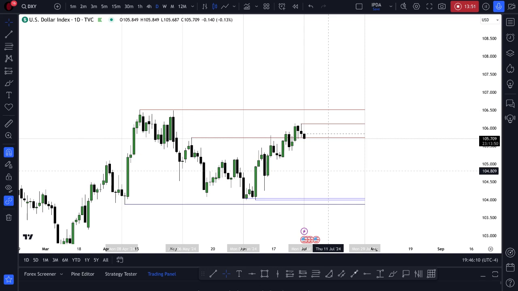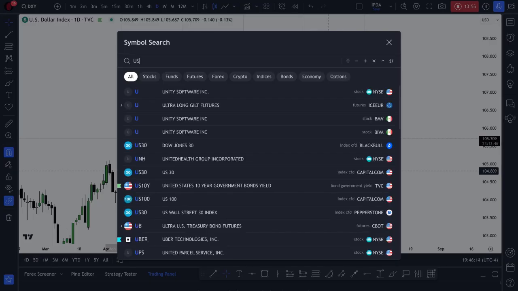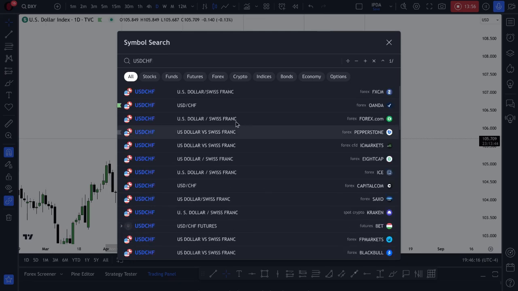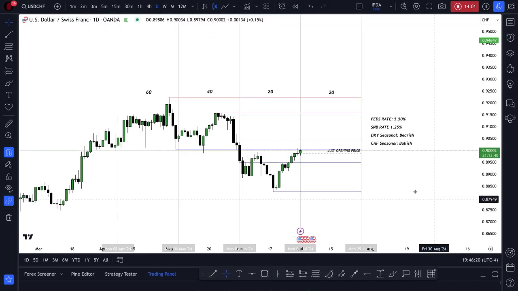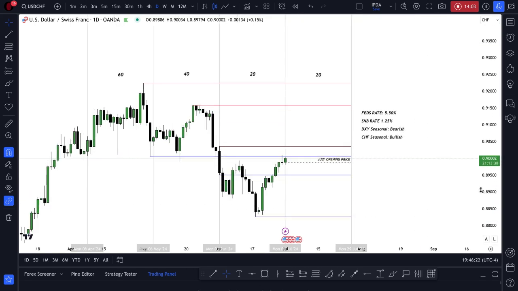Let's go back to USD. If price were to trade down, the lowest point I would want it to trade down to is probably this swing low, reject that and then go higher. If not, it might just keep going up. Now, another thing besides the DXY I've got to talk about.